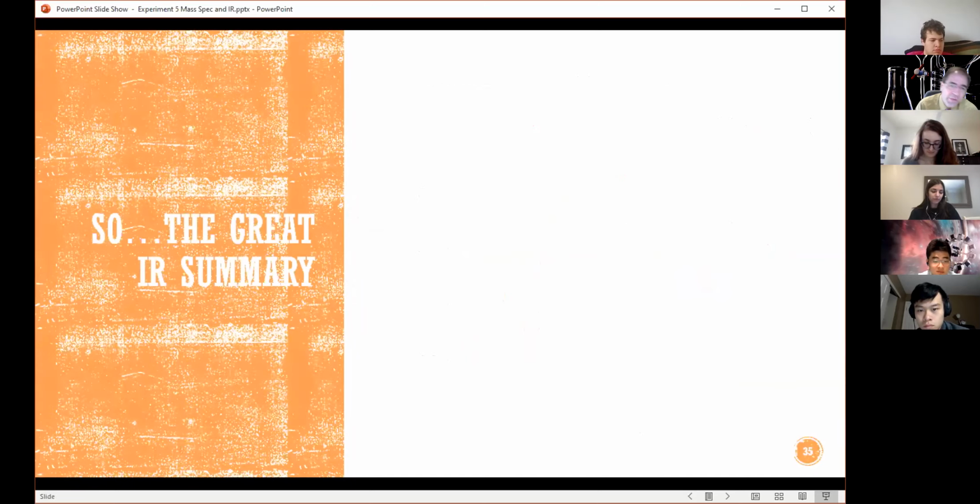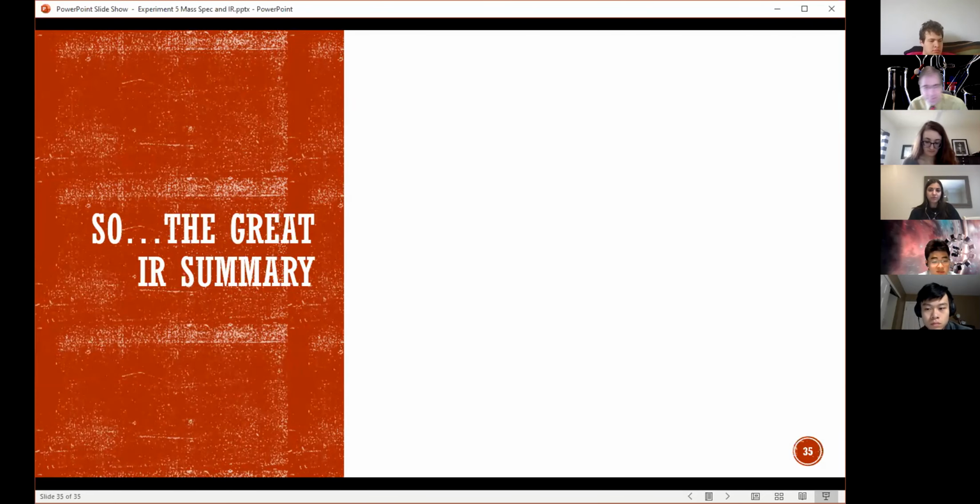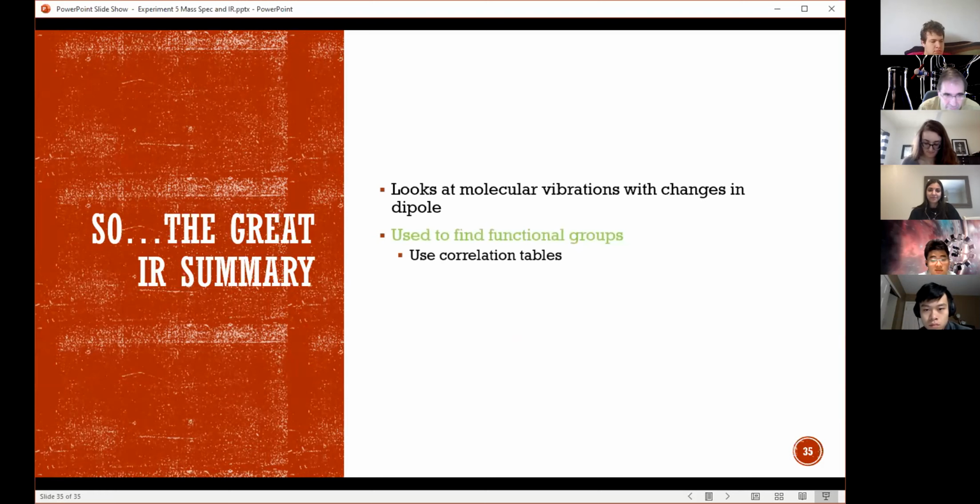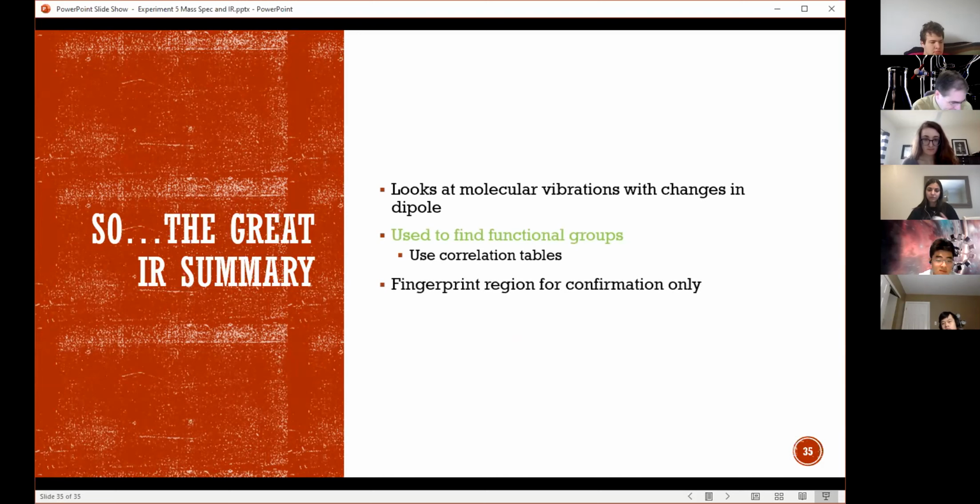Okay. So the great IR summary here at 11:01 a.m. is that it looks at molecular vibrations that change the dipole. But the TLDR for IR is that it finds functional groups, and you use the correlation tables to do that, and the fingerprint region is for confirmation. And that's it. That's my presentation. So that is infrared and mass spec in a nutshell.